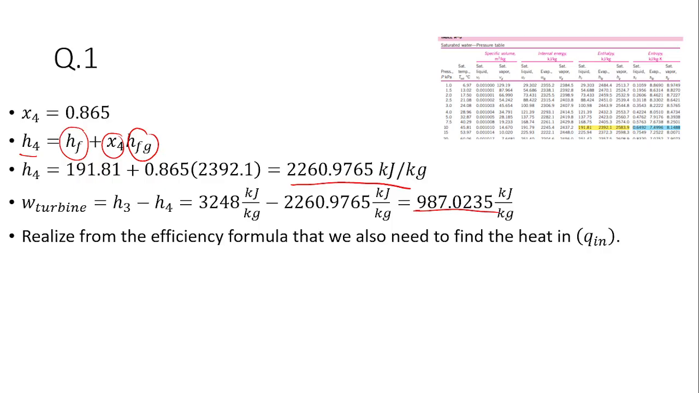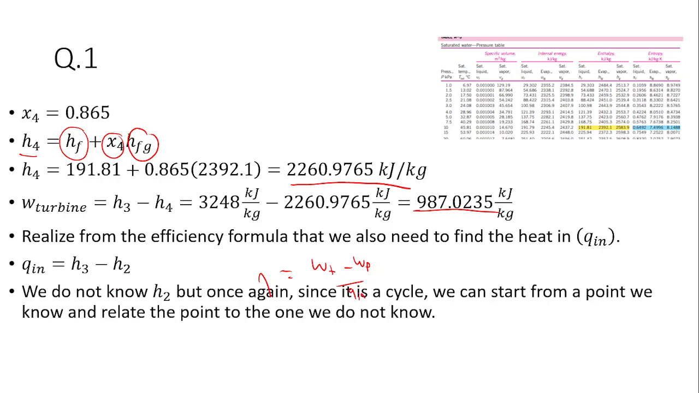Now you realize from the efficiency formula that we also need to find Q in, because we said it is the work of the turbine minus the work of the pump over Q in, to be our efficiency. And Q in we said was H3 minus H2. So we do not know H2, but once again it's a cycle, right?